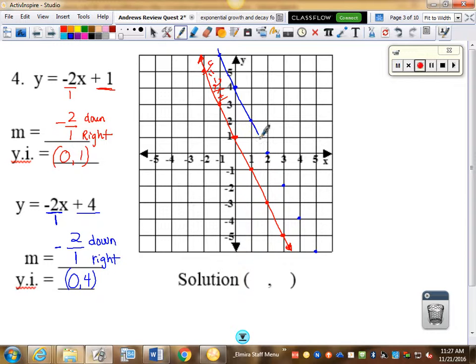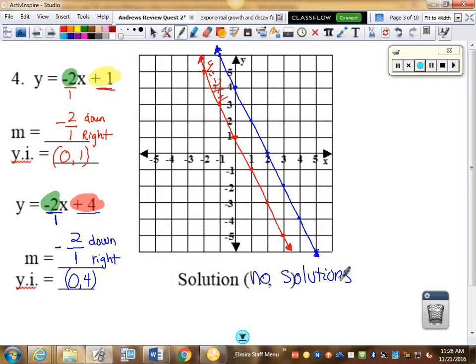And if my lines have the exact same slope, but different y-intercepts, that means my lines are going to be parallel. Okay, my lines are going to be parallel. They are never going to cross. So instead of writing numbers in here, you're going to write no solutions.